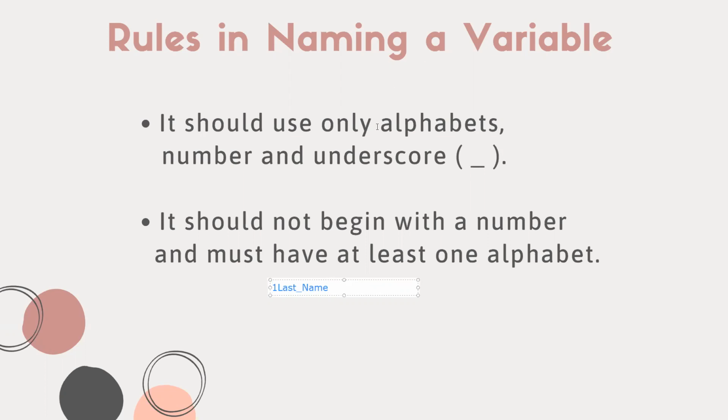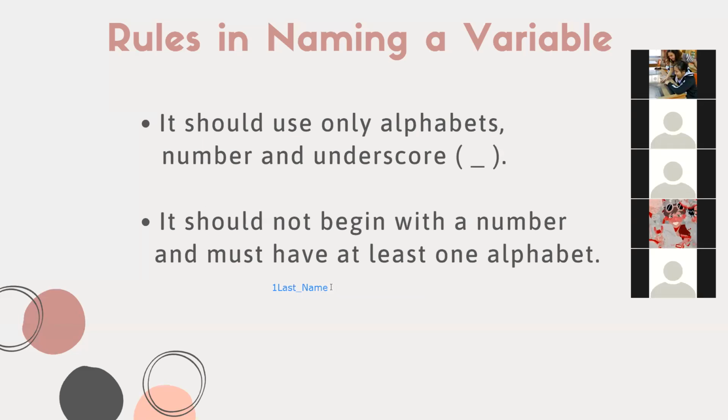The rule is you can use an alphabet, number, and underscore. So alphabet, yes. Number, yes. Underscore, yes. The second rule is it should not begin with a number. This one begins with a number, yes or no? Yes. And it says it should not begin with a number. So can you use this name as a variable name, yes or no? No, very good. You cannot use that. Okay, so is it clear? Yes. Okay, let's go to the next one.